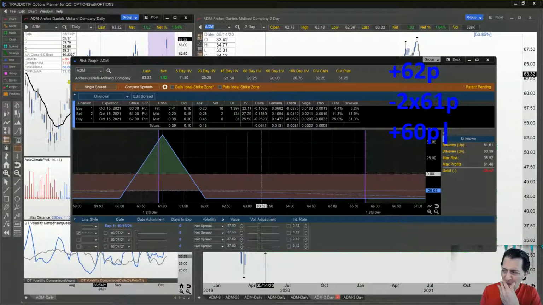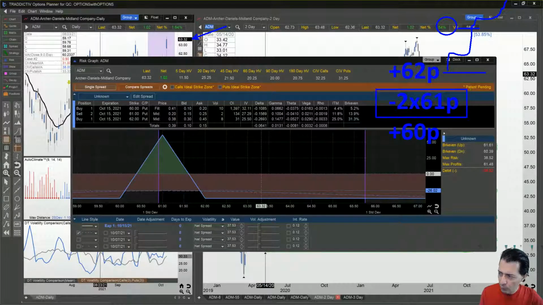Okay, so here's the trick. The stock is currently trading at 63.32. In other words, the stock is somewhere up here. So 62 is down here, 63.32 is up here, so the stock is above, right? Now, what if the stock keeps going higher? Well, if the stock keeps going higher, those puts that you're short will lose value.